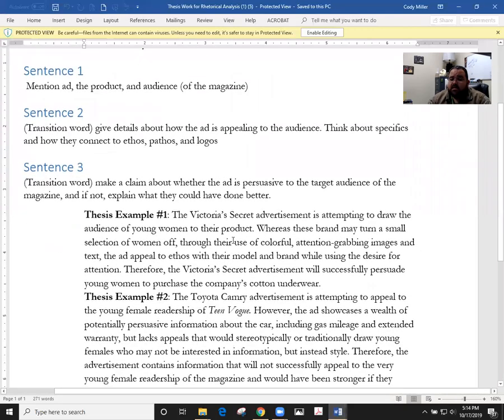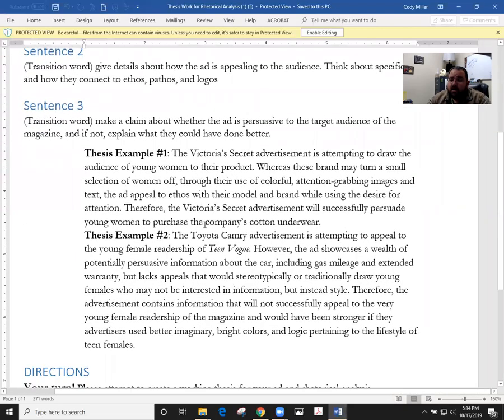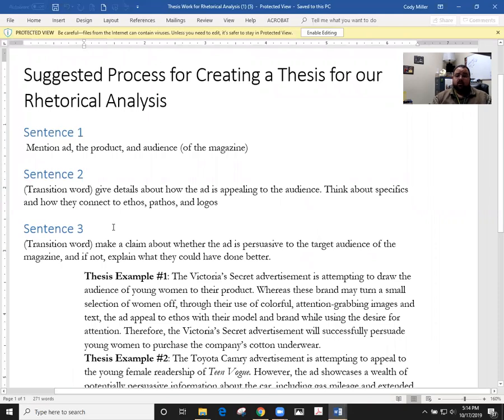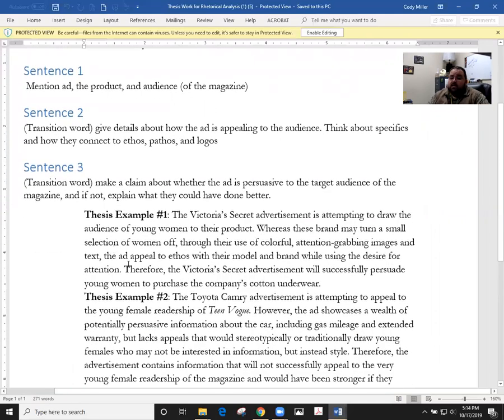And there's two solid examples of that here in your thesis statement. So sentences number 2 in each one of those. Then sentence number 3 is perhaps the easiest one. You are largely telling me whether the ad is persuasive or not to the target audience. You'll see that each one of these does it differently.